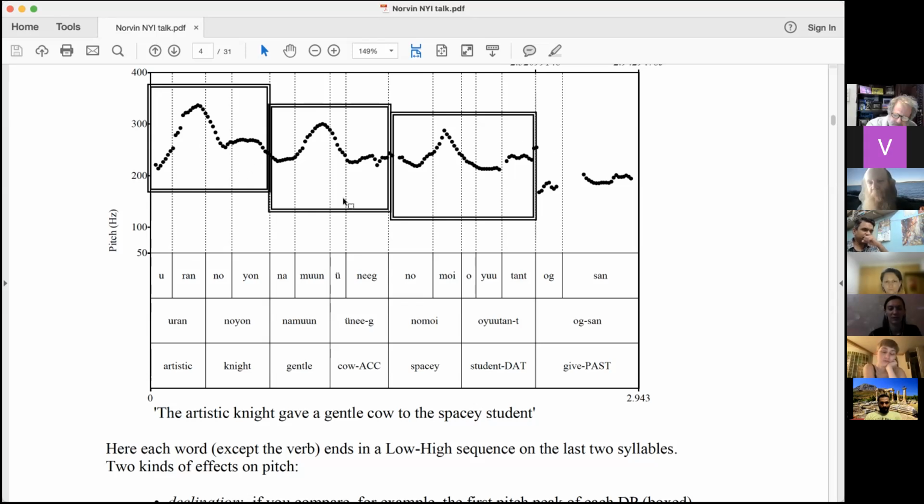And this is what's called declination. If you look, you can see the first pitch is fairly high in each of these DPs, in each of these boxes. And you can see that the first box has the highest pitch. And then the pitches sort of gradually get lower as you speak. That's what's called declination. There's kind of a general trend in sentences for the pitch of your voice to go down. So we're going to have to kind of correct for that.